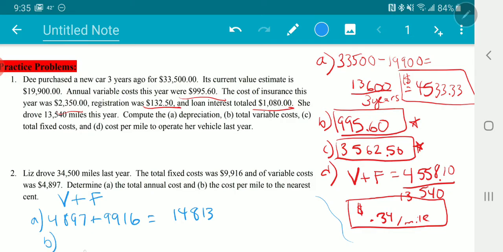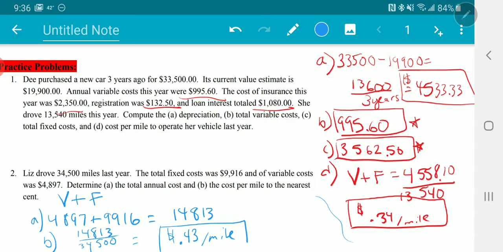Part B is just taking that total cost, 14,813, dividing it by the number of miles. In this case, it was 34,500, and getting your cost per mile of, after rounding, about 43 cents per mile. And there you go.